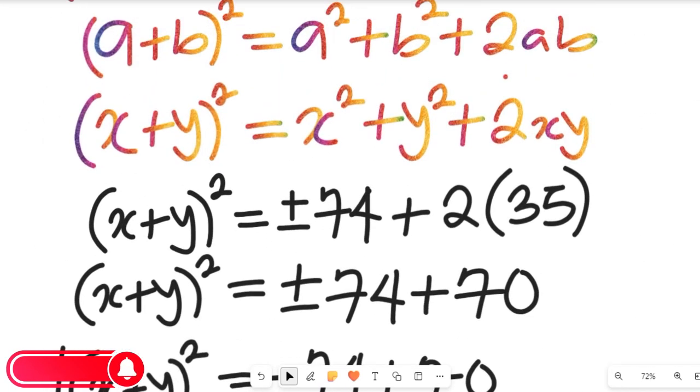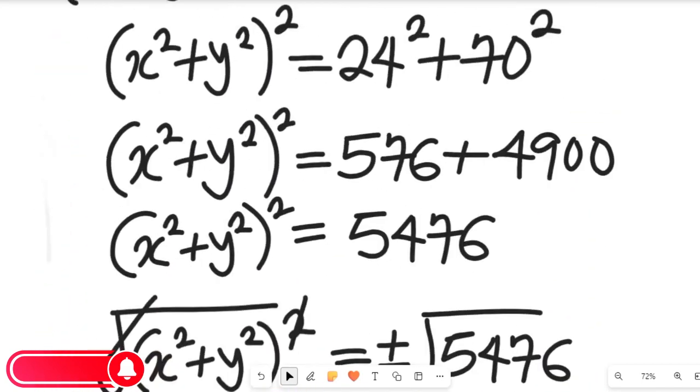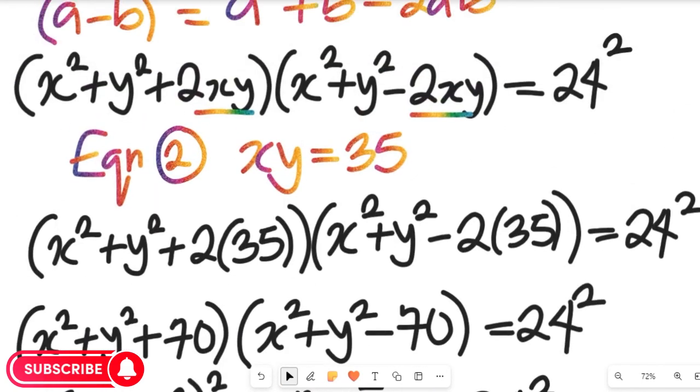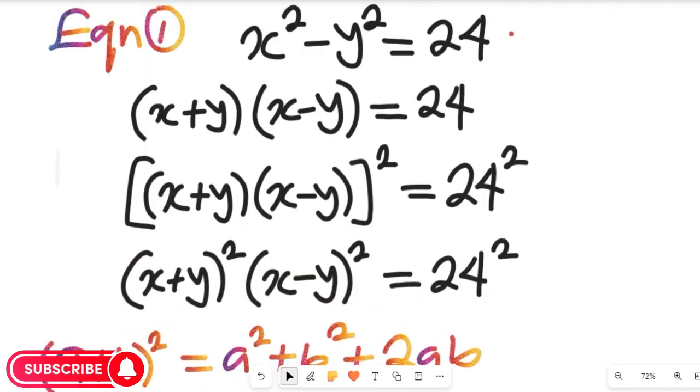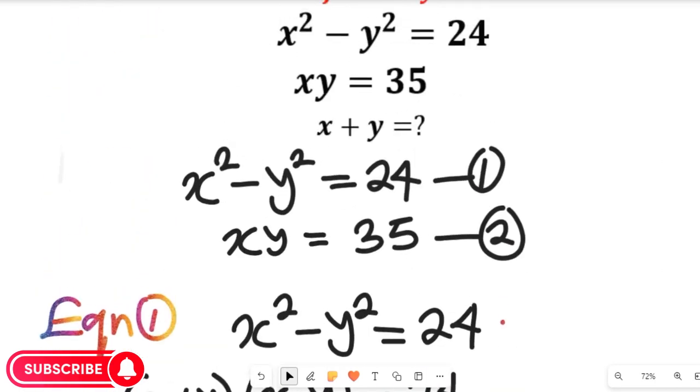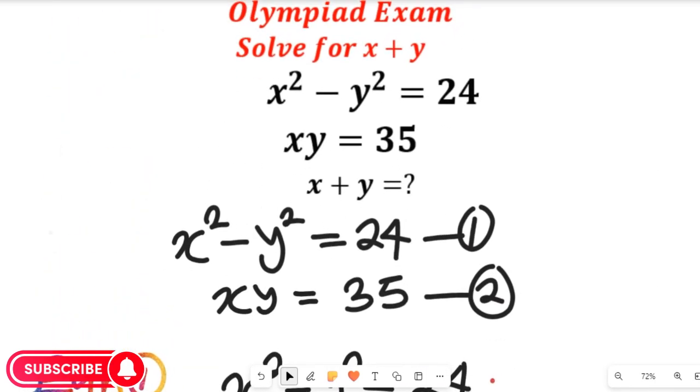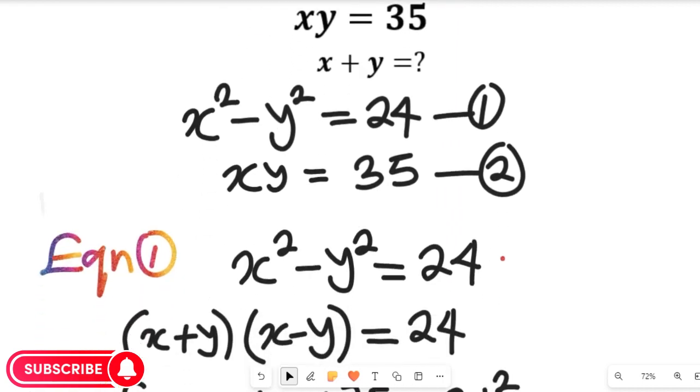From that expression, you can come to see that the value of x plus y is equal to plus or minus 2i and plus or minus 12.